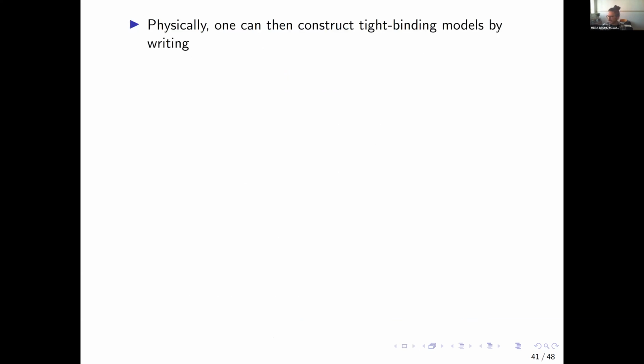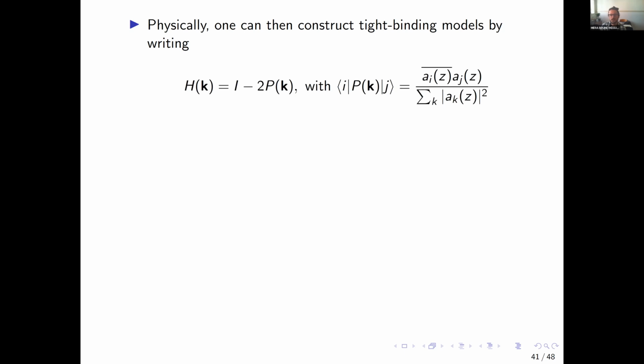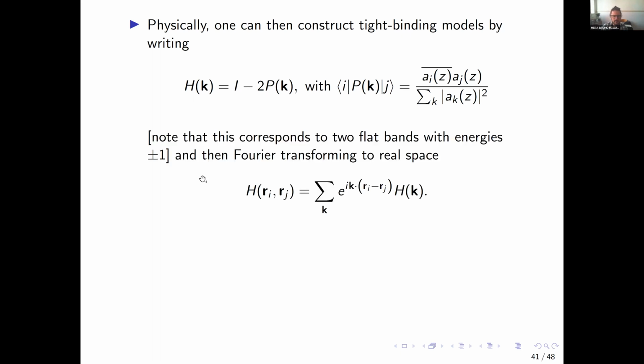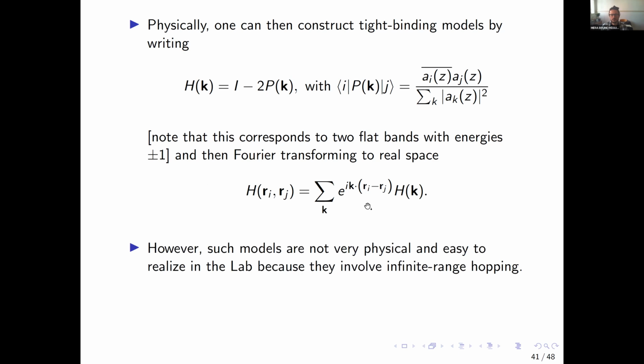The next thing, and finally on this subject, is that we can construct tight binding models for this. The way you do it is by writing down the projector associated to that quantum state that I wrote. This gives you a flat band Hamiltonian again, where there are two bands, one with energy +1, the other with energy -1. The -1 band is exactly your Kähler band. Then you can write a tight binding model by just Fourier transforming to real space. The only problem is that these models are not very physical, and will not be realizable in the lab, because they involve infinite range hoppings, since the theta functions are given by infinite series.